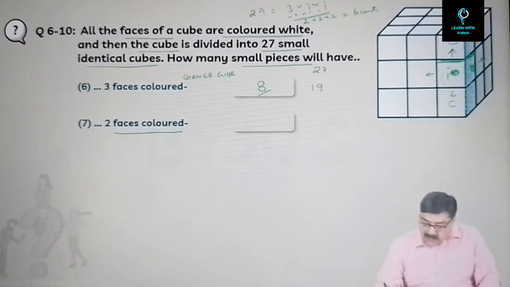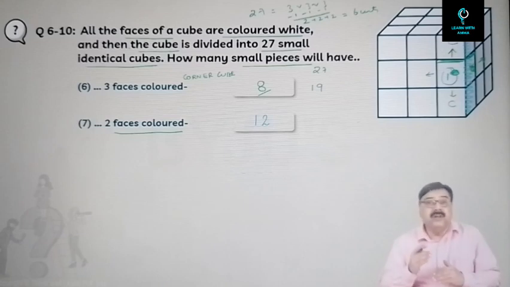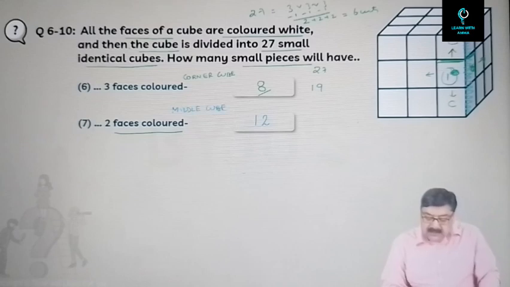So there is one such piece on one edge. Now what is the total number of edges? Total number of edges is 12. So there will be 12 such pieces which will have 2 faces colored. Now as this cube is found in the middle of 2 corner cubes, let us call it a middle cube. Now this terminology will not be used in the examination. This is something that we will use only for our comfort and for the purpose of discussion.